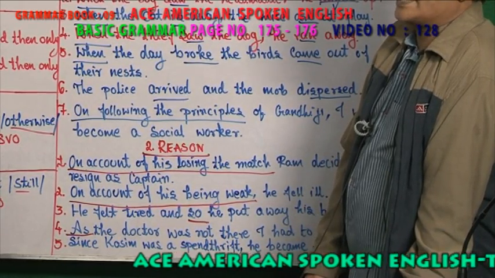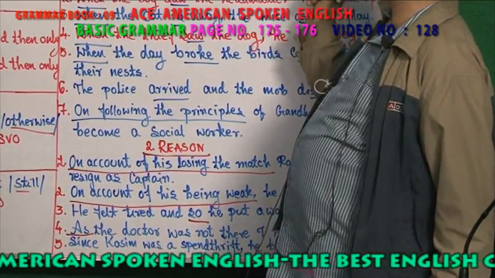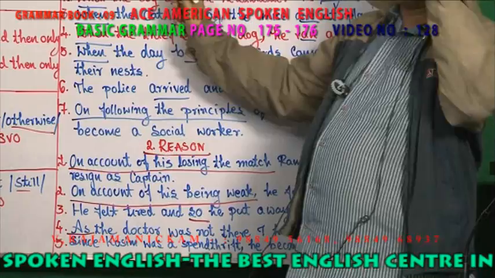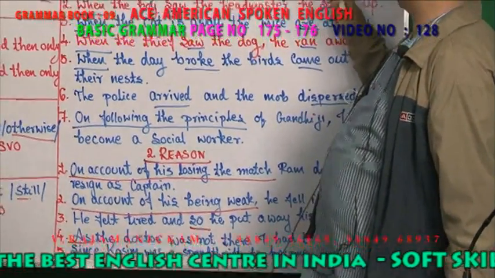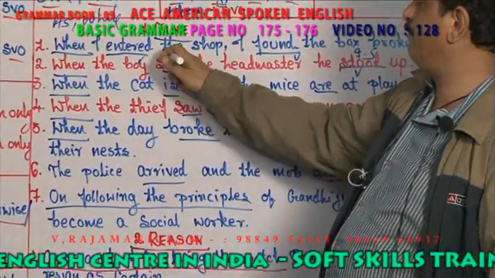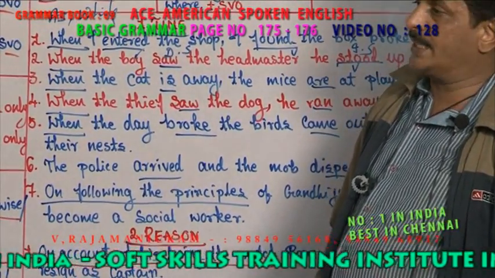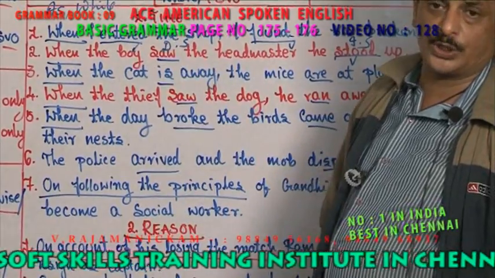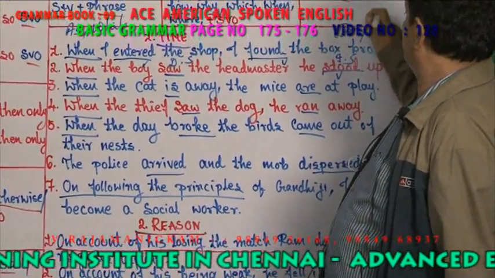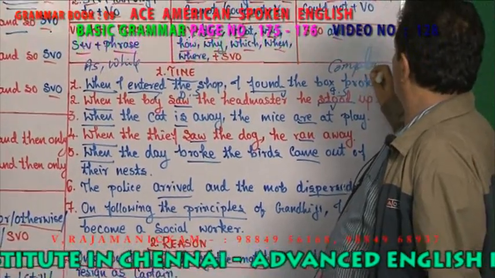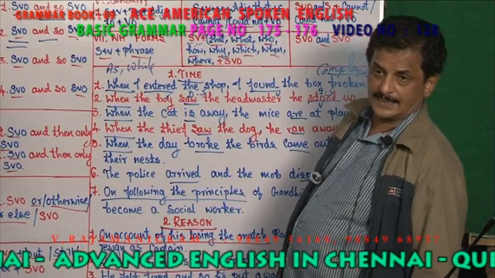Same type of sentence, then it is called compound. This sentence, I found the box broken, depends upon when I entered the shop. One sentence is an independent sentence. This sentence is a dependent sentence. So one independent sentence and one dependent sentence join together to give you a complex sentence. What sentence? This is called a complex sentence. One sentence depending upon the other sentence is called a complex sentence.